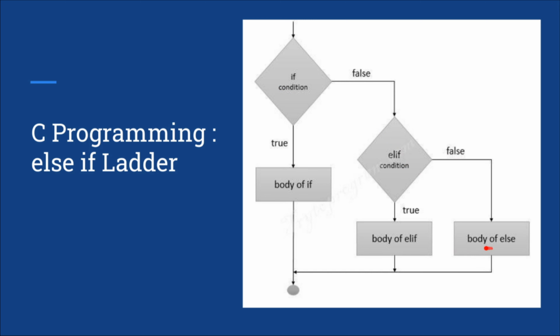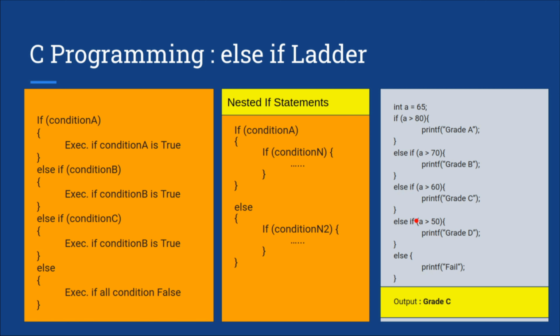For example, if all the if and else if conditions are false, then what will happen? We have a default else, right? The body of else will be executed and the program will be terminated. So else is not mandatory, but normally we write else with if else, right? If all the conditions are false, then only the body of else will be executed. So let's look at the syntax and do some examples.